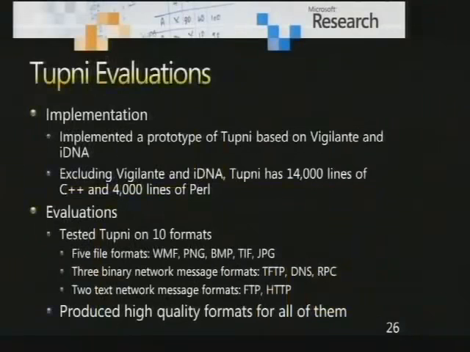So we implemented a TUCNI prototype based on Vigilante and IDNA. IDNA is a tool inside Microsoft that allows people to record the execution sequence. Excluding Vigilante and IDNA, we have 14,000 lines of C++ code and 4,000 lines of Perl. We tested TUCNI on 10 formats, including some files and some network messages. At the end, we generate a high-quality format for all of them.